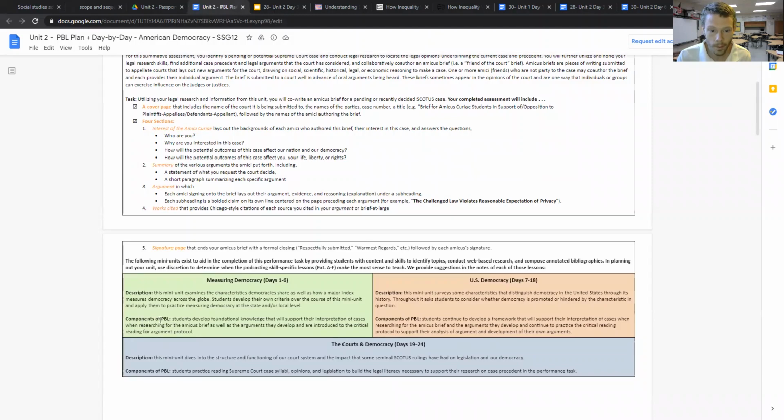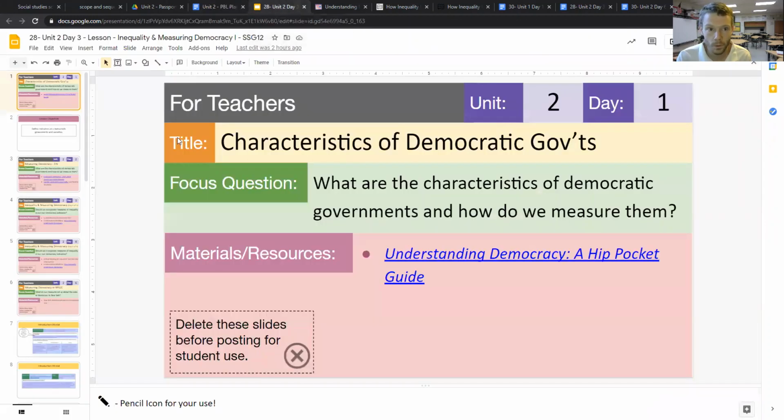And as far as the PBL is concerned, the students will develop the knowledge that will support their interpretation of cases when researching for the amicus brief as it relates to the characteristics of democracy. So in this PowerPoint, I combined the 6 days into one slide to really discuss some of the key highlights.